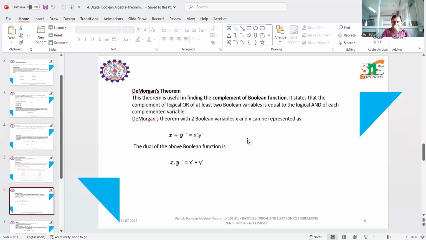Let us go to Boolean De Morgan's theorem. This theorem is useful in finding the complement of a Boolean function. It states that the complement of the logical OR of at least two Boolean variables is equal to the logical AND of the complemented variables. Let us see here: (x plus y) whole complement is equal to x complement dot y complement. The dual of the above function is written as (x dot y) whole complement, equal to x bar plus y bar.